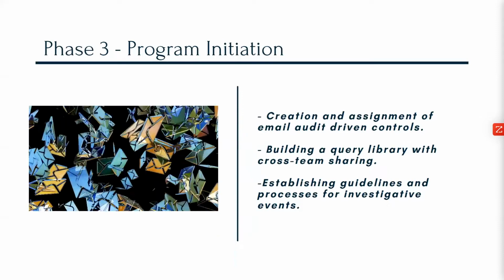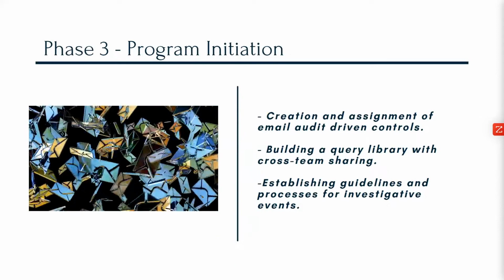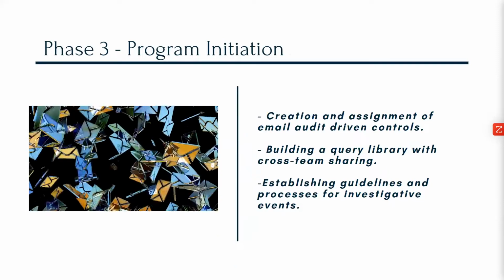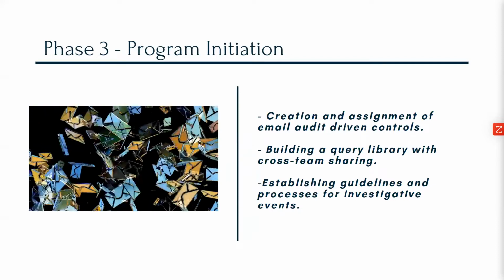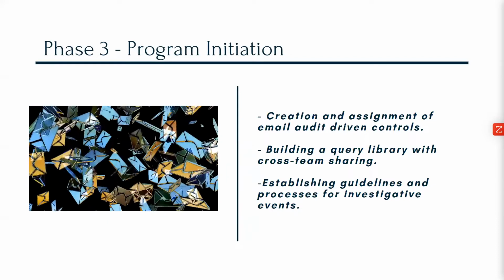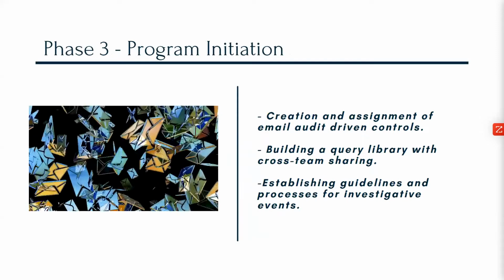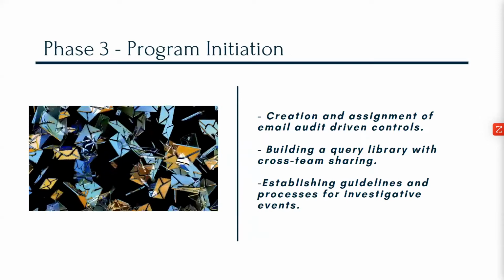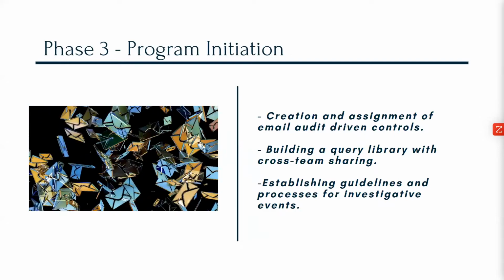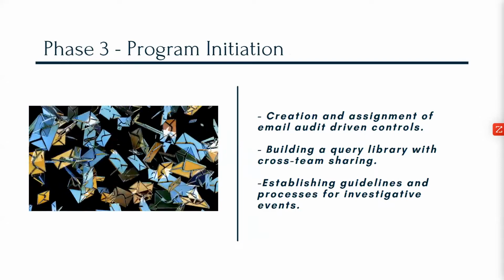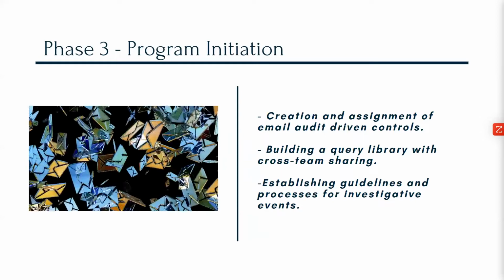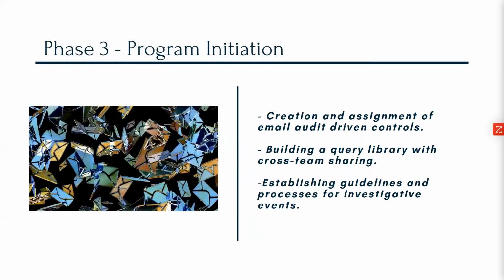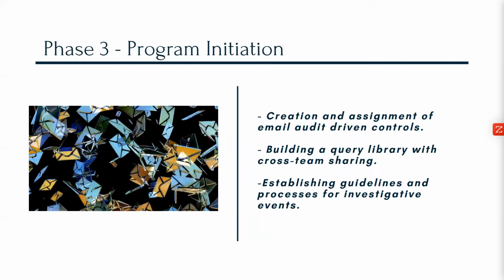The third phase is the actual program initiation. So once you've determined the scope of the engagement, whose emails we're going to be collecting, and you go through the effort of actually collecting it and setting up a mechanism so that it will continue to collect, you want to figure out how you're going to use it. Well, one of the first items is going to be the creation and assignment of roles and controls.